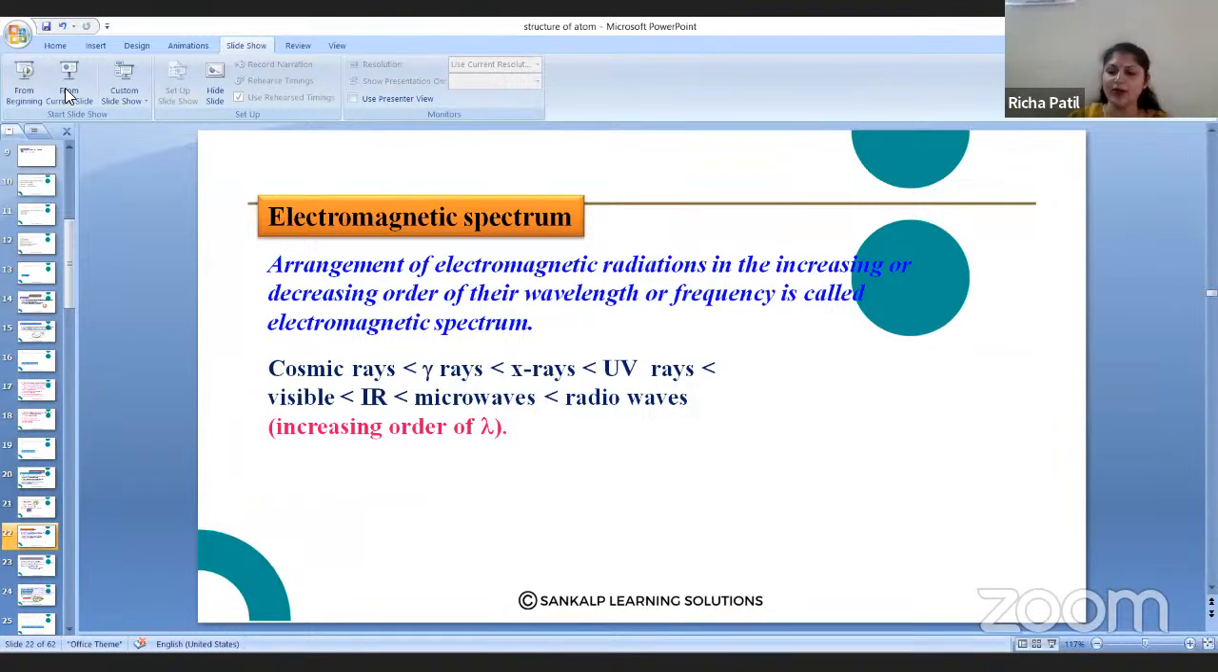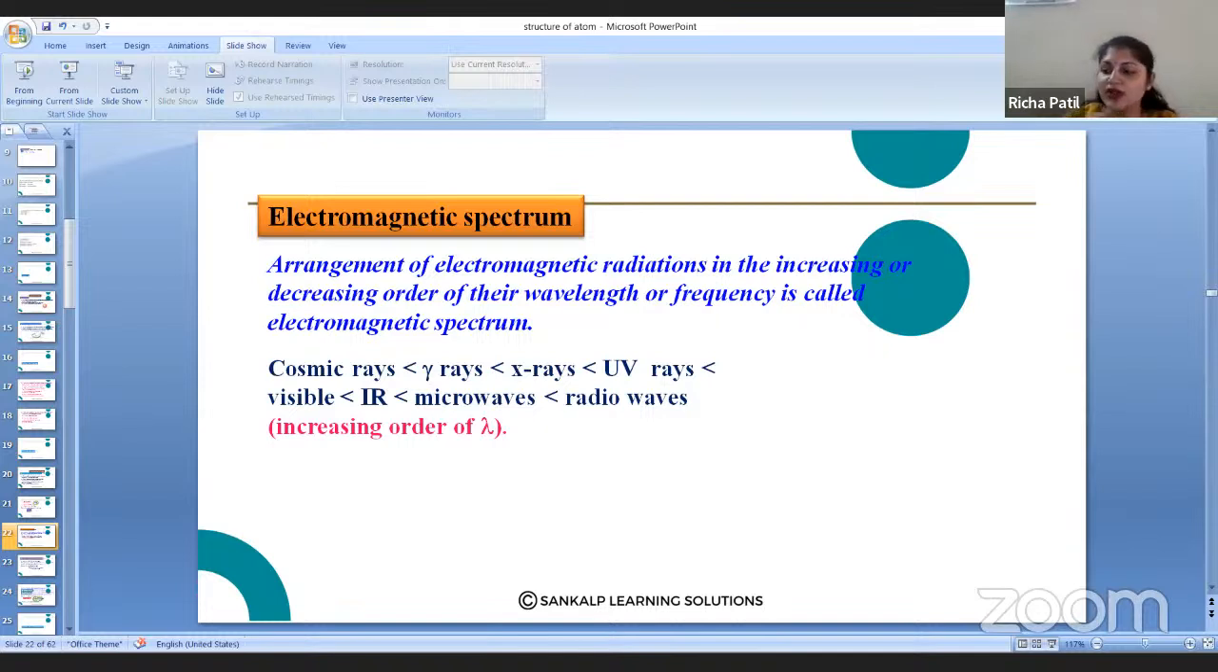So next is the electromagnetic spectrum. What do you mean by electromagnetic spectrum? Arranging the different electromagnetic radiations in order of increasing wavelength or decreasing frequency gives rise to the electromagnetic spectrum.